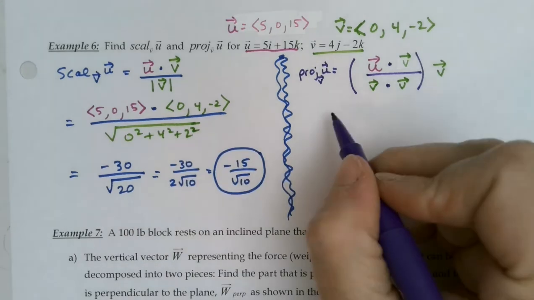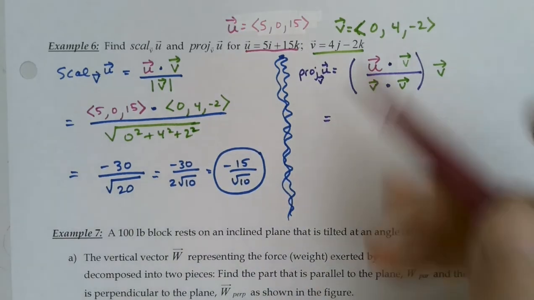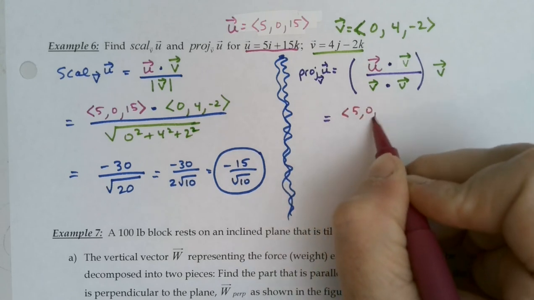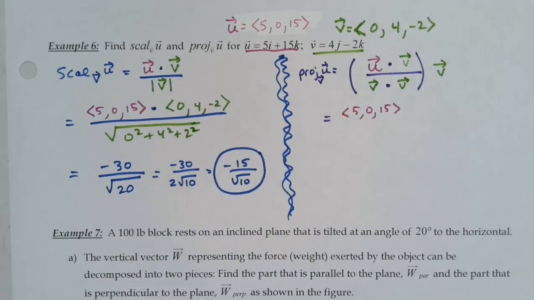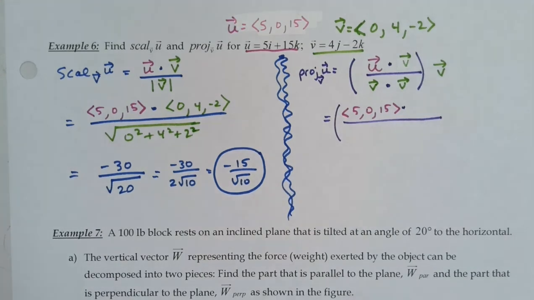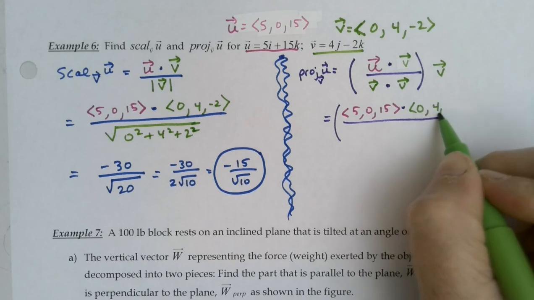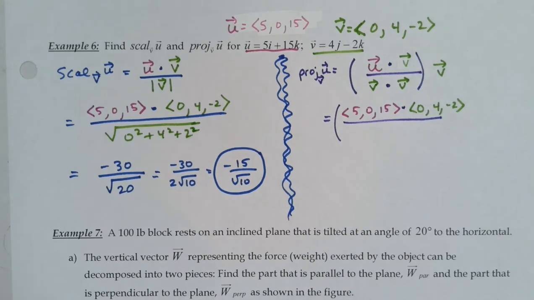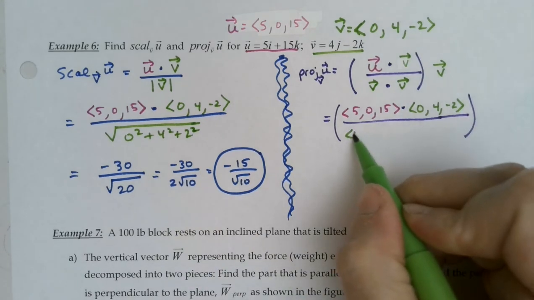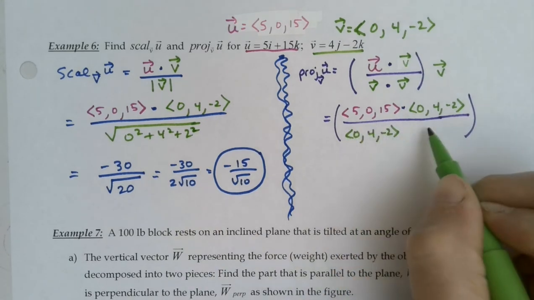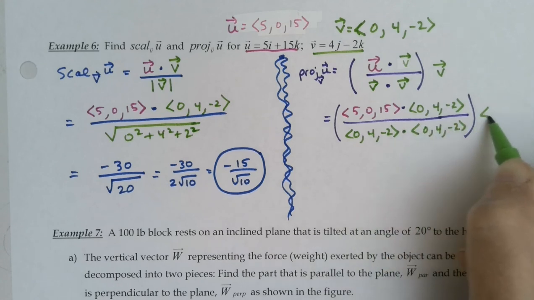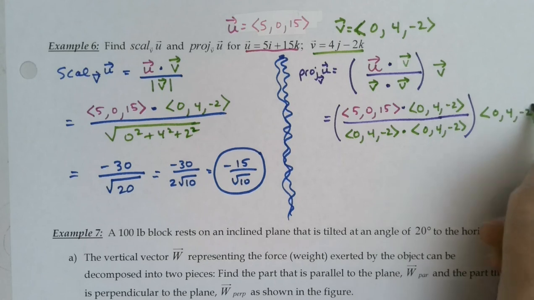All right, so let's think. I need u dot v, which I've actually already seen because I did it over here, but I'll just write it out for our notes, so that way we have a sense of how to do this. And we're going to dot product that with 0, 4, negative 2. And then the whole thing is going to get multiplied by 0, 4, negative 2. So down here I'm going to have 0, 4, negative 2, dot product with 0, 4, negative 2, and the whole thing is multiplied by 0, 4, negative 2.